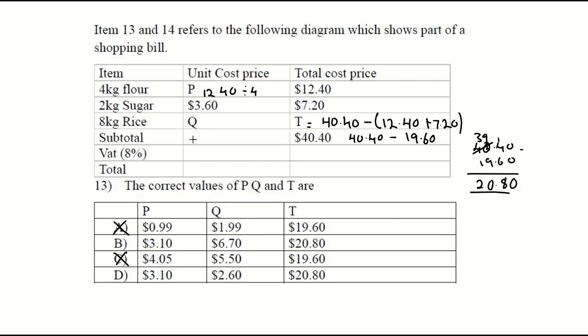Now, because this is 8 kilograms, Q would be $20.80 divided by 8. Right? 8 could go into 20, not 6 times, so it can't be B. So it is D is the answer. Without even solving this completely, I can eliminate that, 8 could go into 20 two times, right? So I know that the answer would be D.